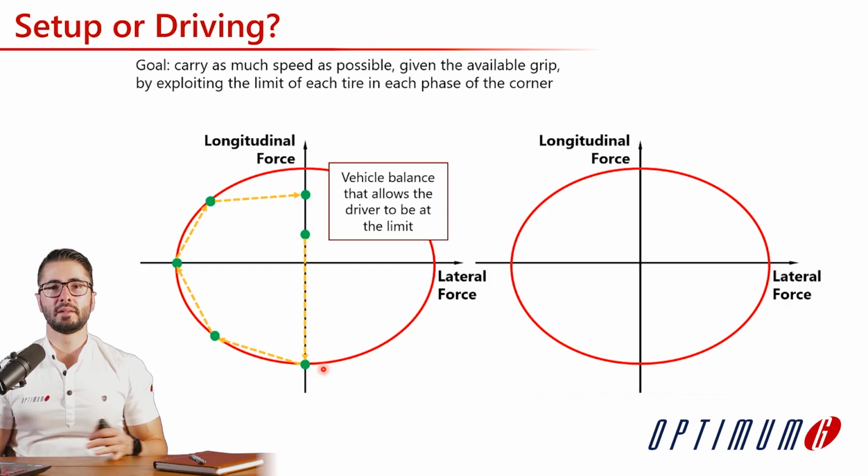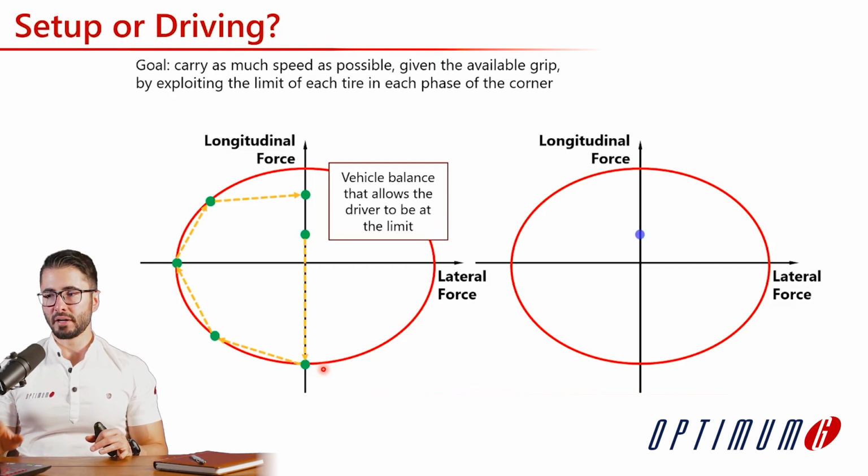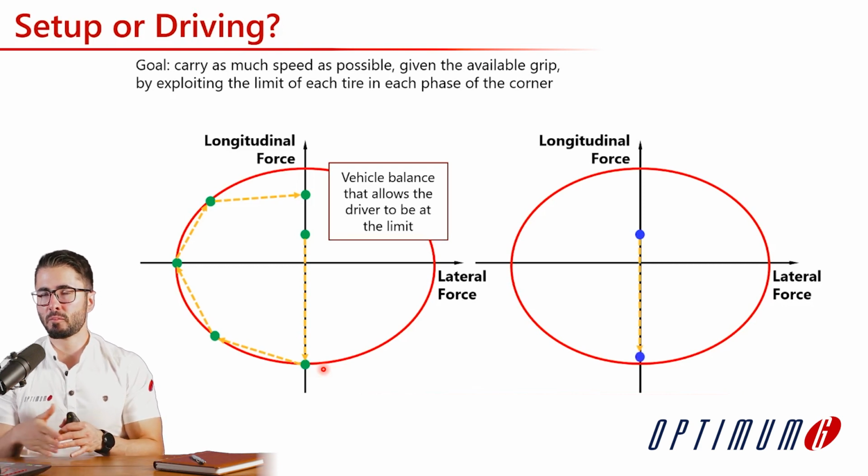Now, on the non-ideal scenario, the driver is going to brake, but not exploit the full braking capabilities of the car. It could be, for example, because the car is moving, it's not stable enough, or it could be simply because the driver is not applying enough of the brakes.